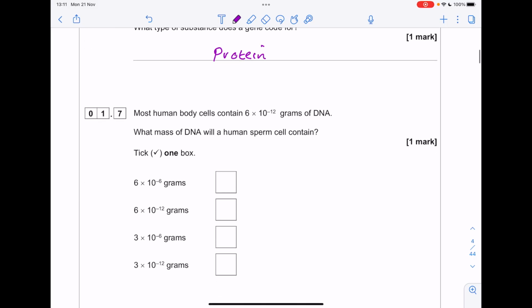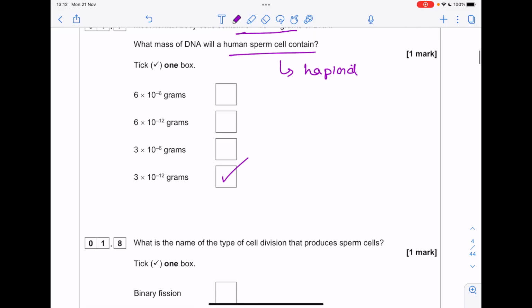Most human cells contain 6 times 10 to the minus 12 grams of DNA. What mass of DNA will a human sperm cell contain? Well, sperm cells are haploid, which means they contain half the amount. So let's halve that number, which is why this is the answer.